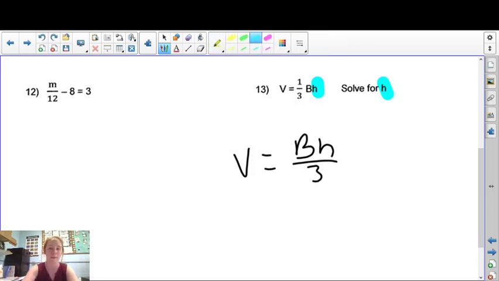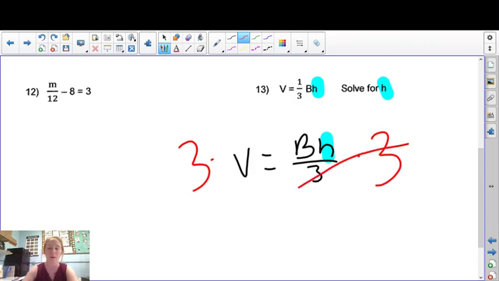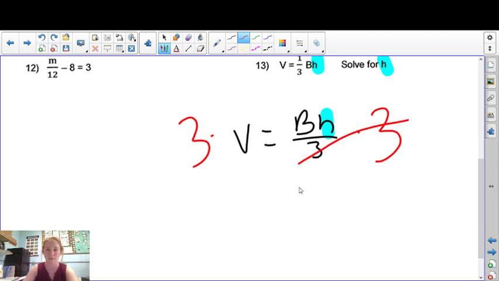Go back, identify where h is. Okay, it's on my numerator. How do I get rid of that denominator to get just a whole number? We multiply by whatever is dividing. In this case, that's 3. So 3v is equal to b times h.